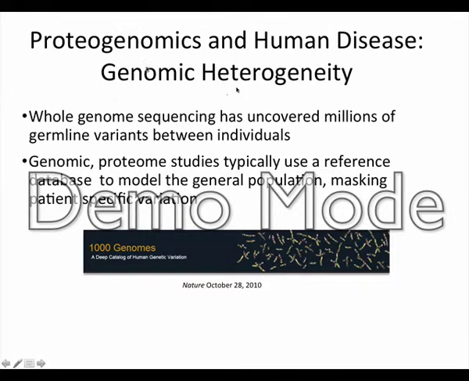Proteogenomics in human disease. So the 1,000 Genomes project, which I'm sure you've all heard about, did whole genome sequencing on a ton of people and uncovered millions of germline variants that are different between individuals. And we typically use this reference database, RefSeq or Ensembl or UniProt, to model the general population. But if we've shown that in the real world, there's a ton of difference just in germline variants, we would clearly miss a lot if we were using a reference database, right? We're going to miss even just normal proteins that just have an SNV in them.